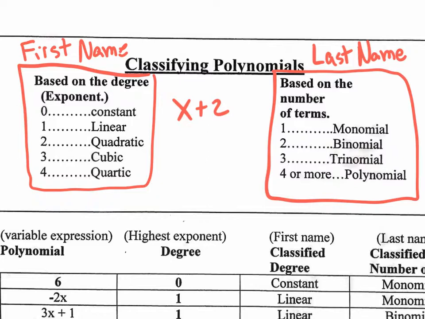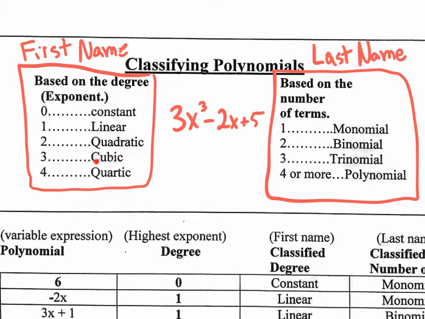So let me erase this. Let me put a different one. What if I had 3x to the third minus 2x plus 5? Okay, so right there, what would the first name be? You've got to go off of the degree, which is the highest exponent. What's the highest exponent? 3. So what's the first name?